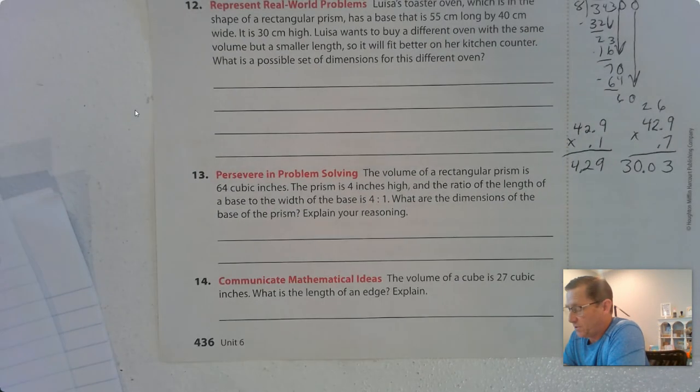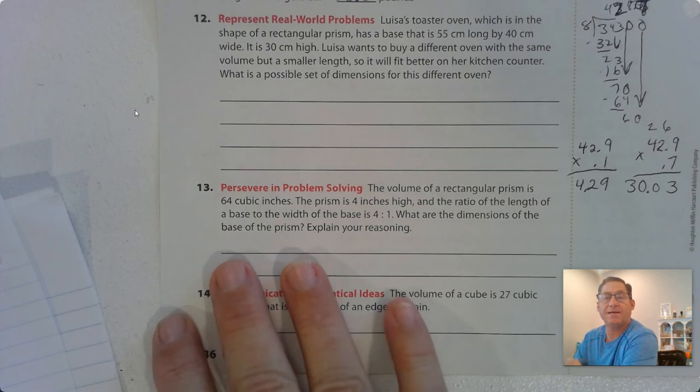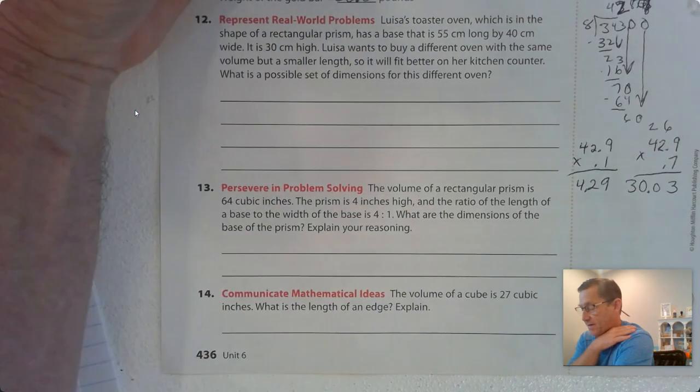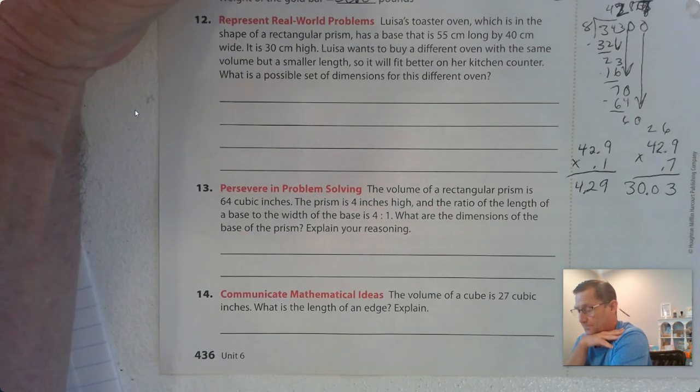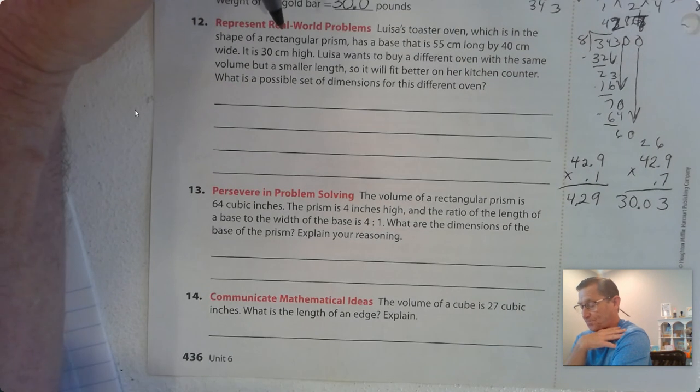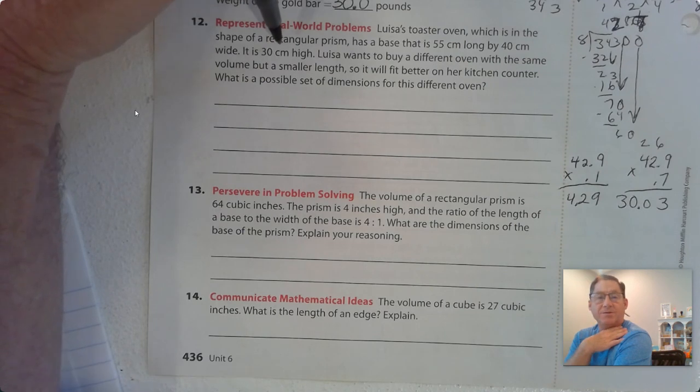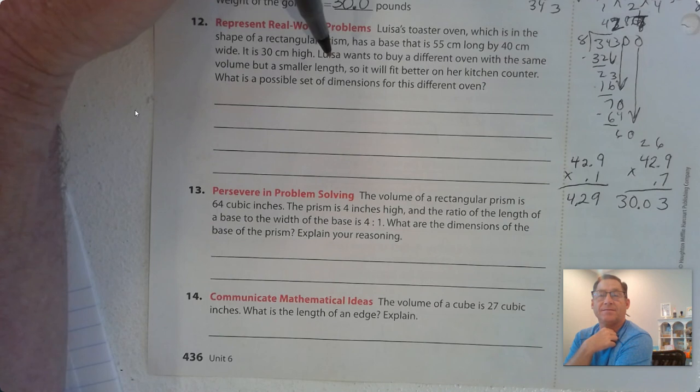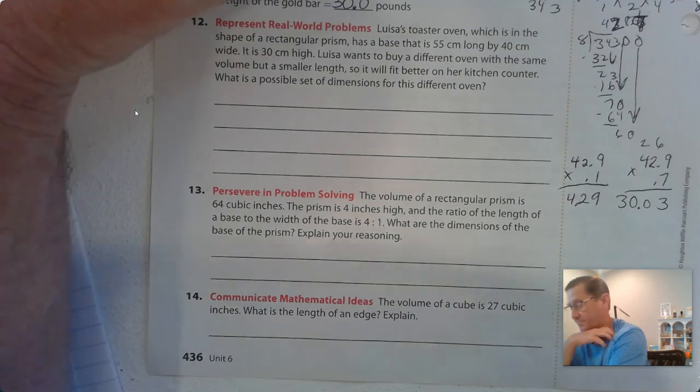All right, number 12. Louisa's toaster oven, which is in the shape of a rectangular prism, has a base that is 55 centimeters long by 40 centimeters wide. It is 30 centimeters high. Louisa wants to buy a different oven with the same volume but a smaller length, so it will fit better on her kitchen counter. What is the possible set of dimensions for this different oven?